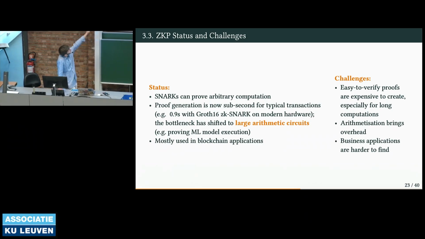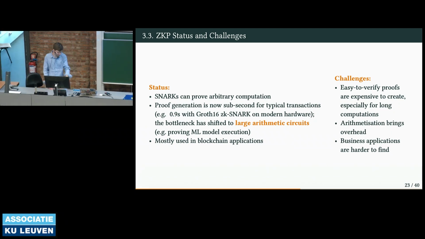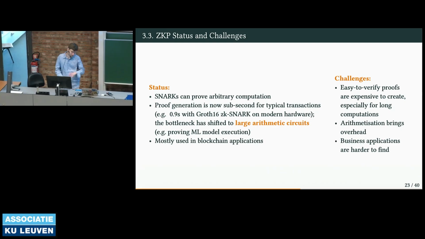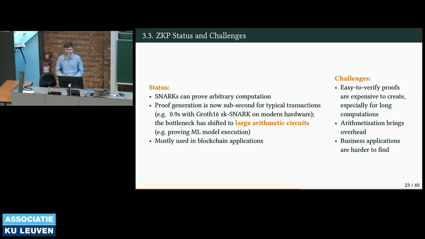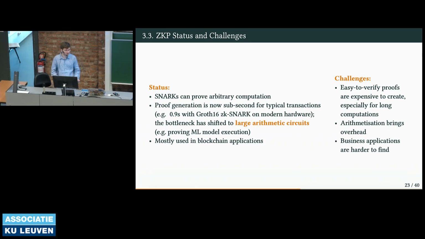But yeah, all of this works in the arithmetic world, which brings a lot of overhead. Genuine business applications, although Web3 people will tell you blockchain is genuine, but slightly more society-relevant applications of zero knowledge proof are still a bit harder to find. But they're showing up, for example, in the EID wallets and these kinds of things that Google and the European Union are trying to do, where you can give proofs of credentials.